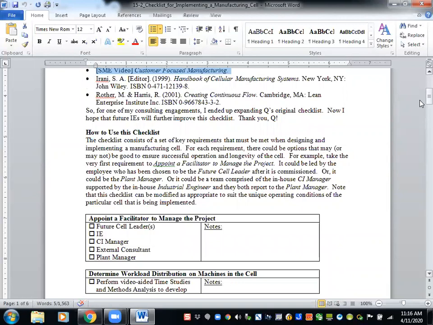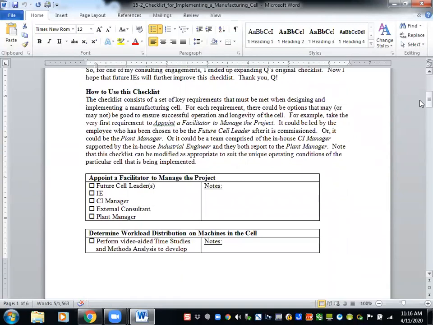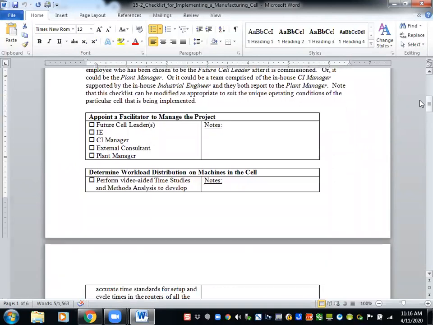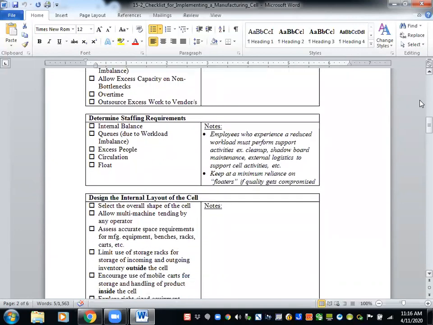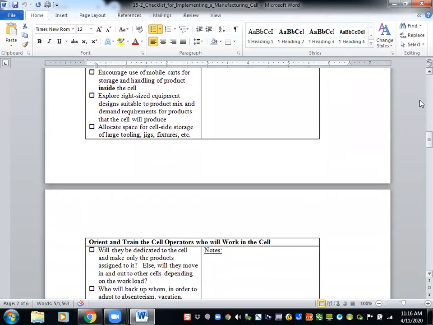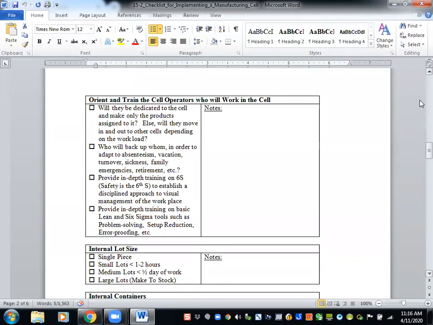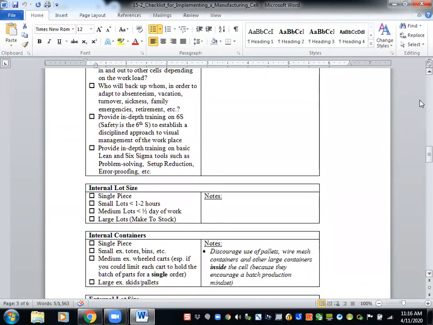So here are the things you need to do. Appoint a facilitator to manage the project. Determine the workload distribution on machines in the cell. Determine equipment requirements. Determine staffing requirements. Design the internal layout of the cell. Orient and train the cell operators who will work in the cell. Determine internal lot sizes. Decide on the internal containers.